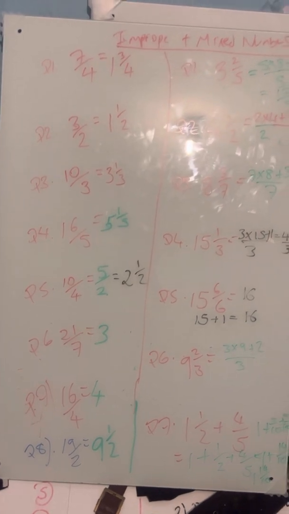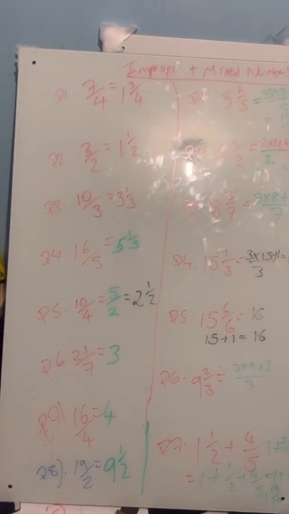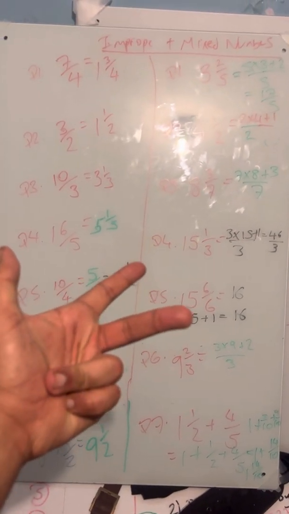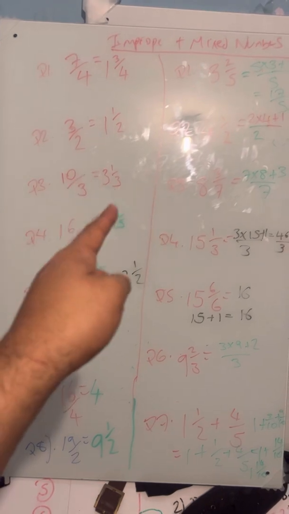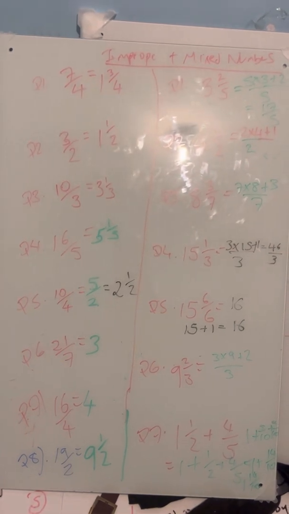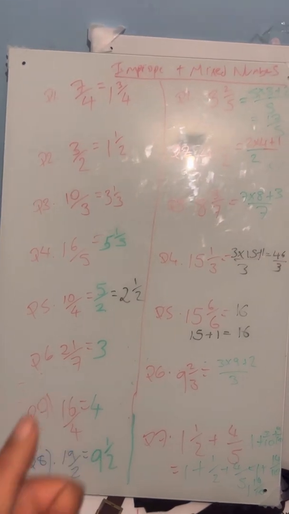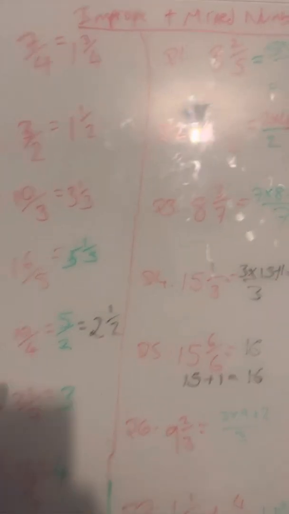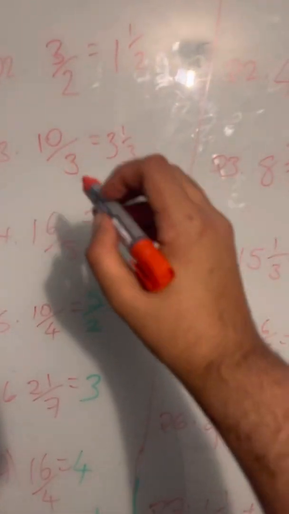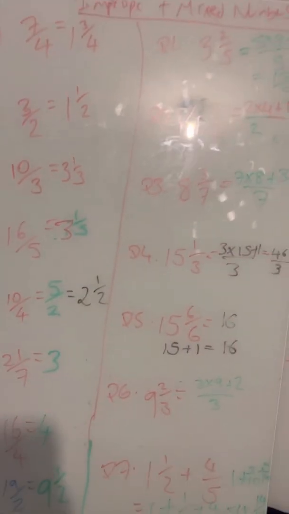This is question number 3, 10/3. How many 3s go into 10? 3, 6, 9, 12. 12 is too big, so let's scale it back. 3, 6, 9. So it's 3, and then the remainder is going to be 1. This is question number 4, 16 out of 5. The number of 5s that go into 16: 5, 10, 15. So the answer should be 3, sorry, and not a 5. So it should be a 3 there, guys. I do apologise. So it's 3 and 1/5.